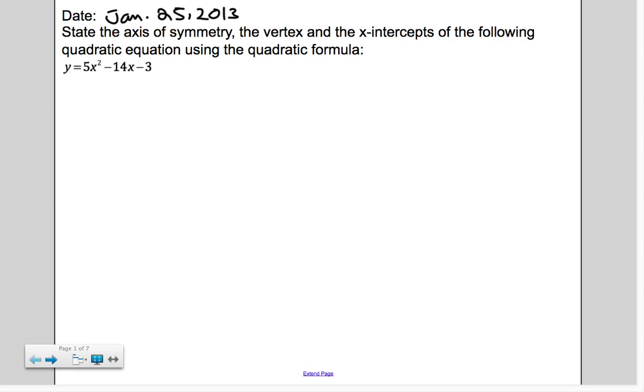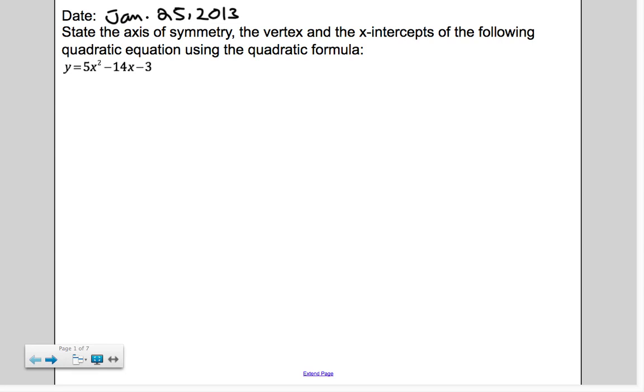The reason I bring this up is I phrased the question purposely in this order: axis of symmetry, the vertex, and x-intercepts. Okay, using the quadratic formula. So if you use the big formula, what do you get? What does that solve for, Dan?